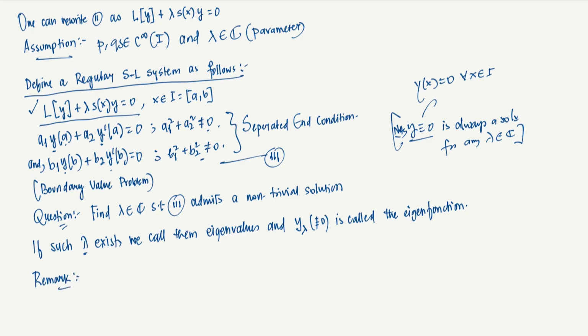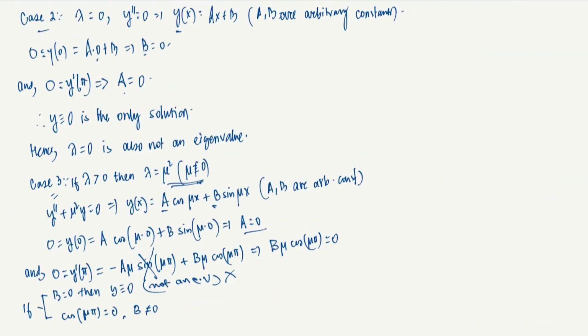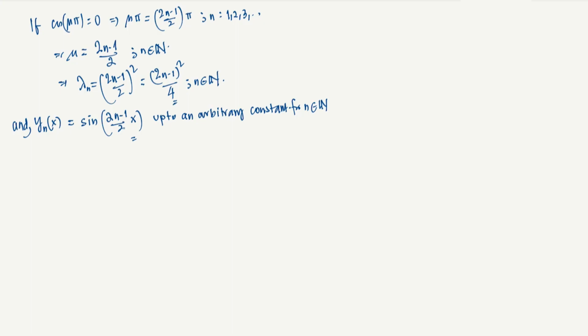This is a linear equation, right? So if y is a solution, then a constant alpha times y is also a solution. You can check it easily. It's a linear ODE, so this is true. So if this is a solution, sine of ((2n minus 1) by 2) times x, then any constant multiple is also going to be a solution. So I am just taking this thing to be our eigenfunction.